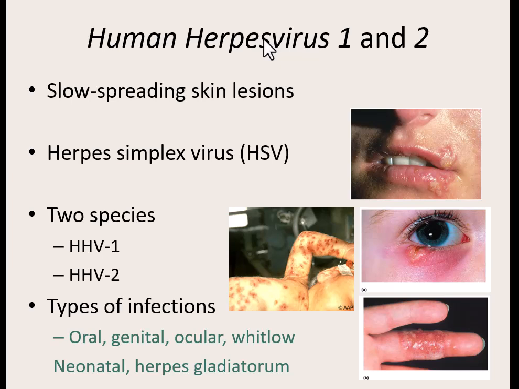Herpes gladiatorum is still going to cause skin lesions, usually on the torso. And this is a herpes that's generally spread by wrestlers. Because wrestlers are always in very close contact with each other, they can pick up the herpes viruses that way. So it gets the gladiatorum name because it's usually spread by wrestlers.